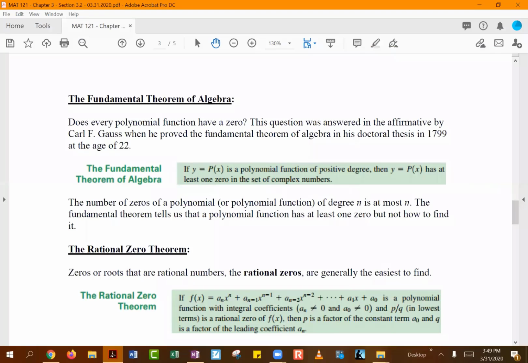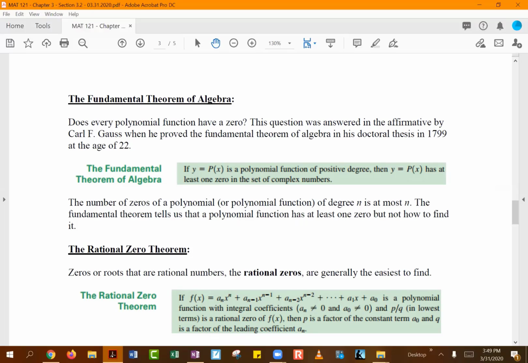Alrighty, very good. So the next part that we are looking at is the fundamental theorem of algebra. And this is a pretty straightforward theorem. So if you look at this little first paragraph here, we're saying, does every polynomial function have a 0? So we're basically saying, can you find a solution for every polynomial function?